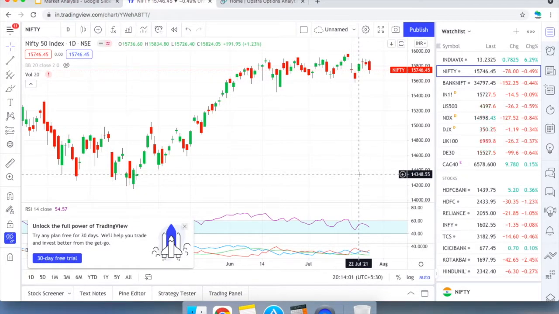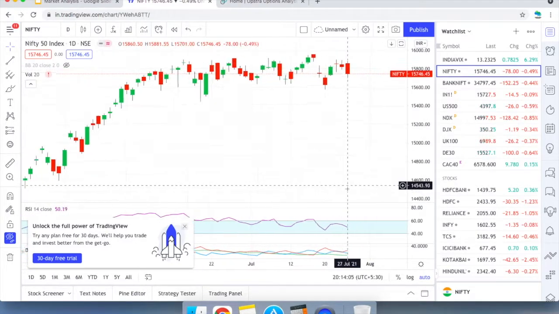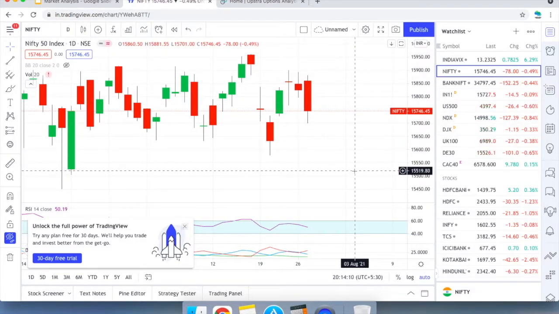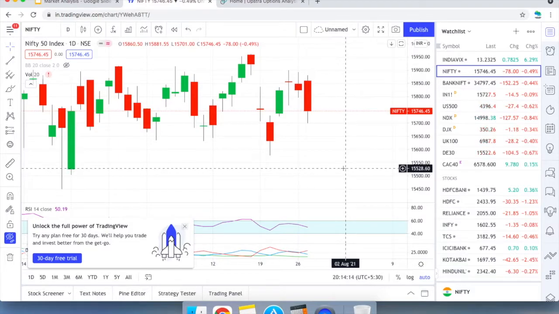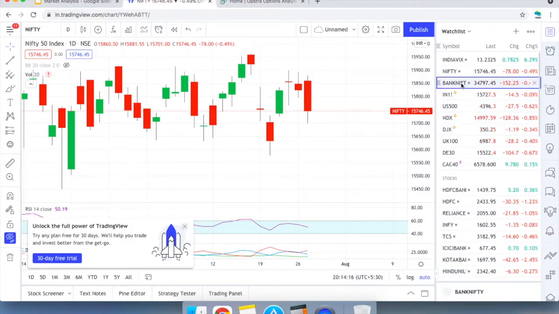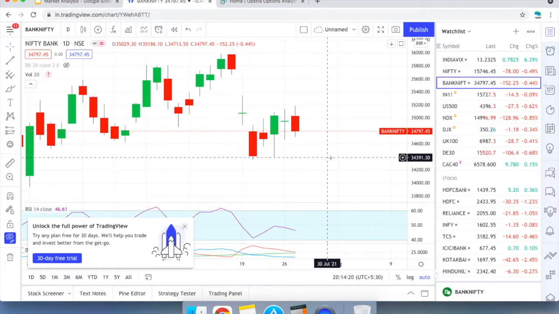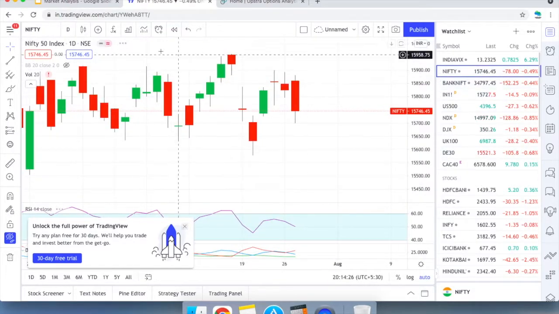So this is the Nifty 50 index chart. What do you see here? The candlestick pattern is clearly bearish, right? A wide range bearish candle pattern on the Nifty, and on the Bank Nifty you again see a very clear wide range bearish candle. Let's see what happened intraday.